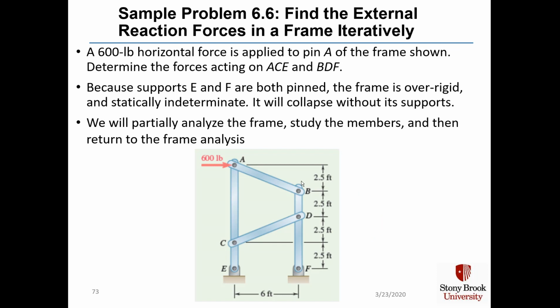Now we're going to show you an example in problem 6.6 of finding external reaction forces in a frame iteratively. And just like in the example before, because supports E and F are both pinned, this frame is over-rigid and statically indeterminate, and it will collapse without the pins at points E and F. This 600-pound force acting to the right at point A will just push the whole frame over on its side, and all the members will collapse into horizontal lines parallel to the ground.